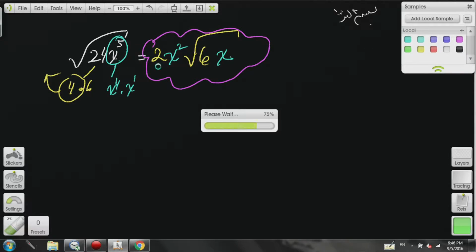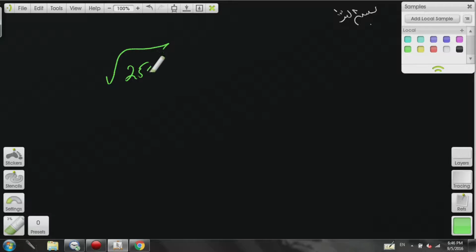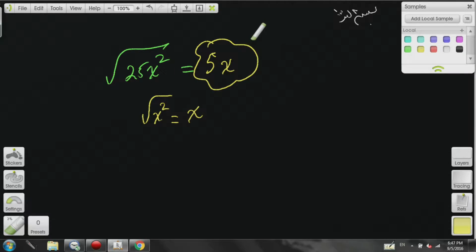How about this one? Square root of 25x squared. Well, square root of 25 is 5. And square root of x squared. What's the square root of x squared? There's 2 of them. That's just x. So square root of x squared, that's x. So this whole thing simplifies to that. Okay.